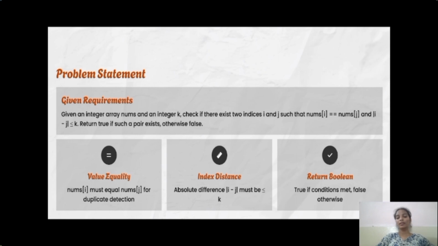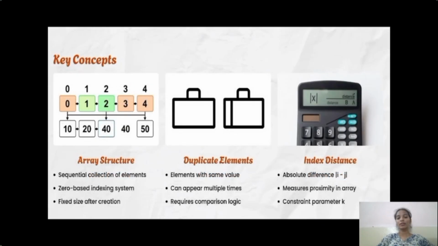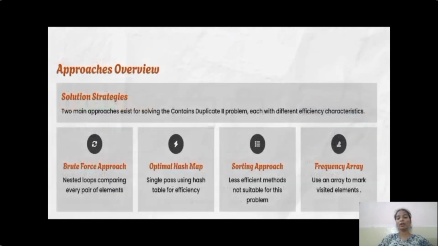This means both elements must have the same value. We calculate the distance using i minus j. This distance should be within k. If both conditions match, we return true. If not, we return false. An array stores elements in order, with index from 0. Duplicate elements are values that appear more than once. Index distance shows how far two values are in the array. K limits this distance.